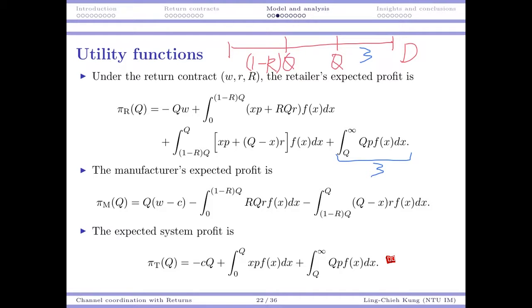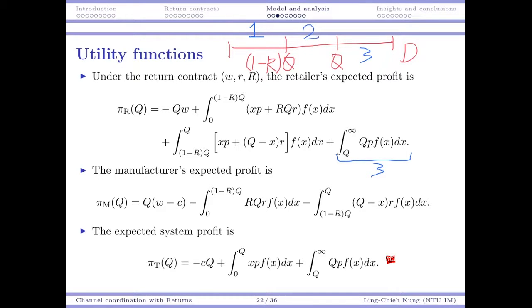Okay, so let's read this formula. Let's consider region 1 first. In region 1, what happened? I only sell less than this quantity. For each unit I sell, I earn small p as my profit, sales revenue. And then I cannot return everything. I can only return this amount. How much is it? It's R times Q. So I have a lot of leftover, but I am only allowed to return R times Q because this is the maximum allowed return specified with this parameter capital R.